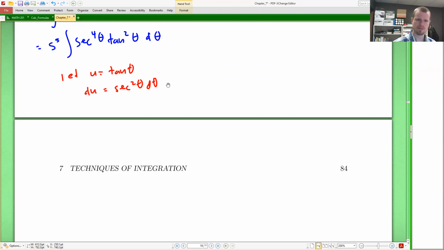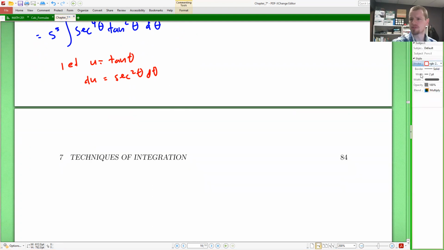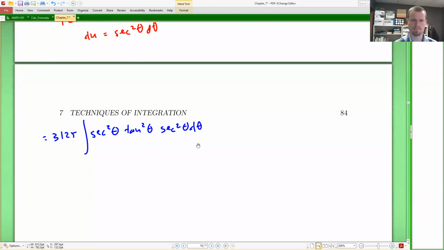So this allows us to perform our substitution here. So 5 to the 5th power is 3,125, times the integral of secant squared theta times tangent squared theta, and I'm pulling off the secant squared theta d theta just to help us out here a moment.